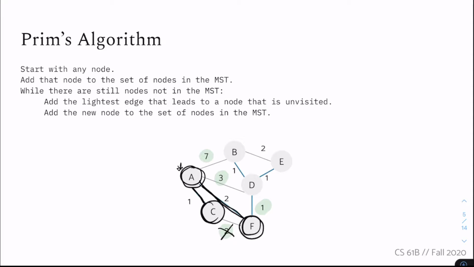And so instead, we're going to consider the other 3, and obviously 1 is the smallest, so it goes like this. And then we just keep going in that pattern until we've added every single node in the graph to our MST, and then we know we're done.